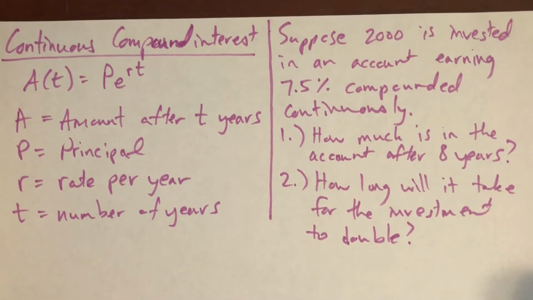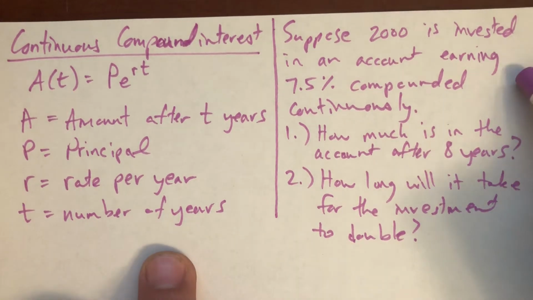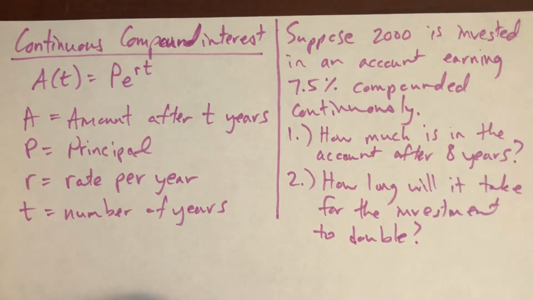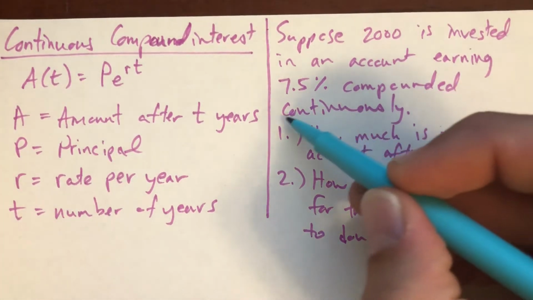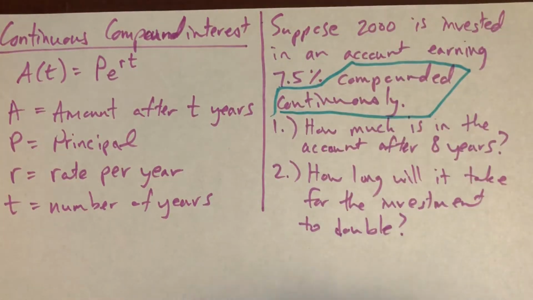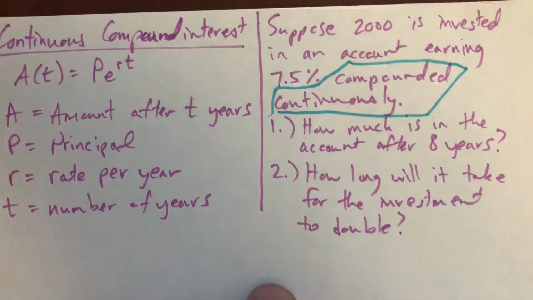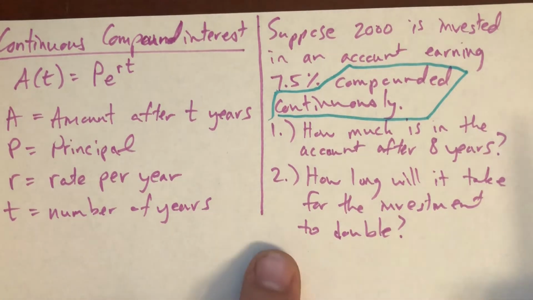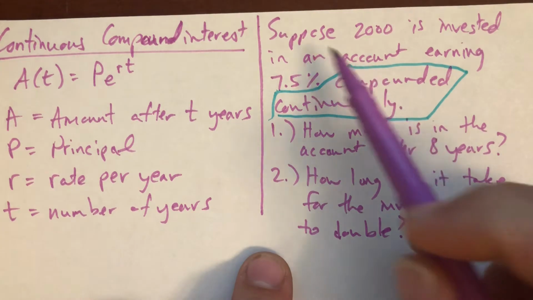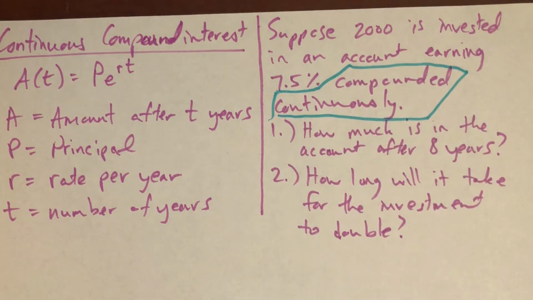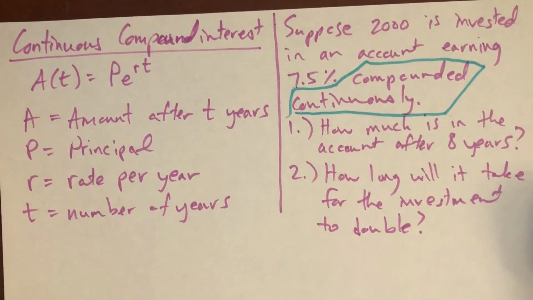Okay, well, let's look at this problem. Practically speaking, when we look at these problems, we want to look for keywords, right? We want to see "compounded continuously." Then immediately that's going to light a bulb in my head and say, oh, continuous compound interest. So I know that I use this formula here. We got $2,000 invested in an account earning 7.5%, compounded continuously. How much is in the account after 8 years?